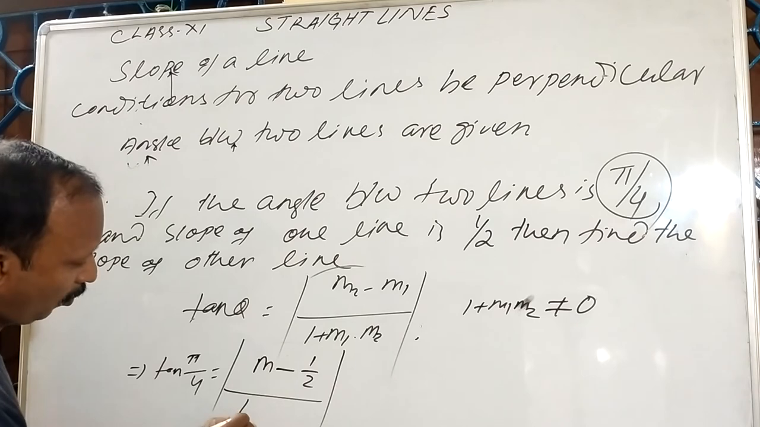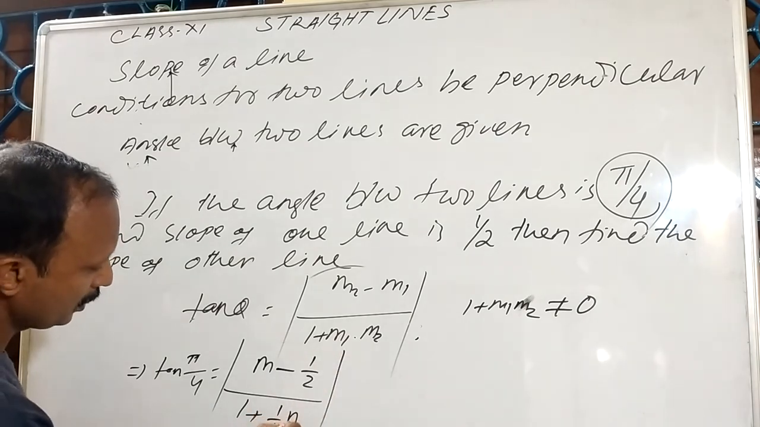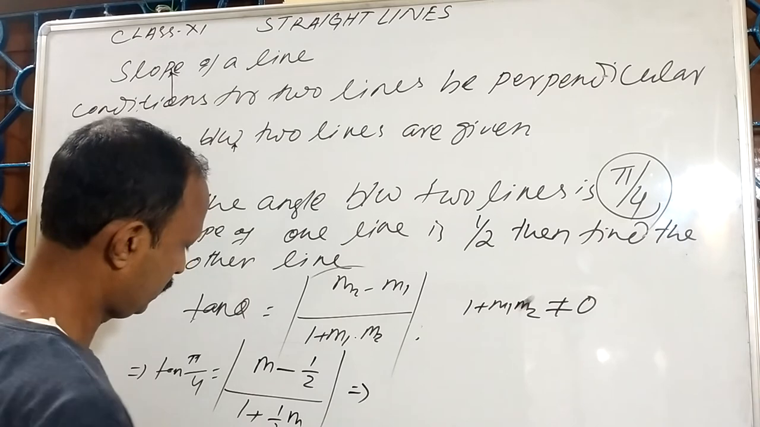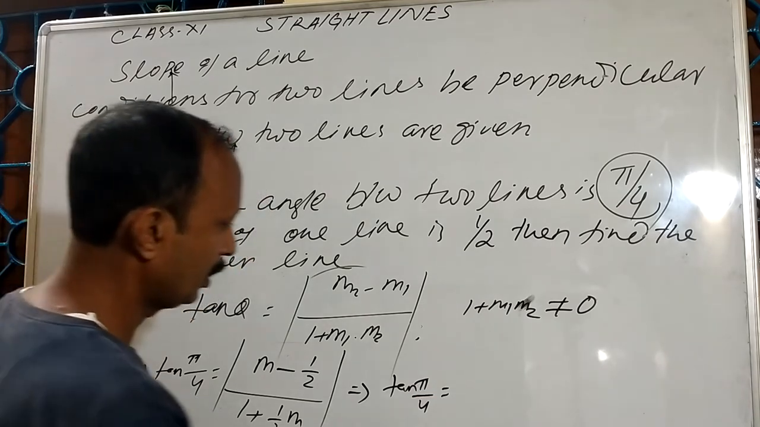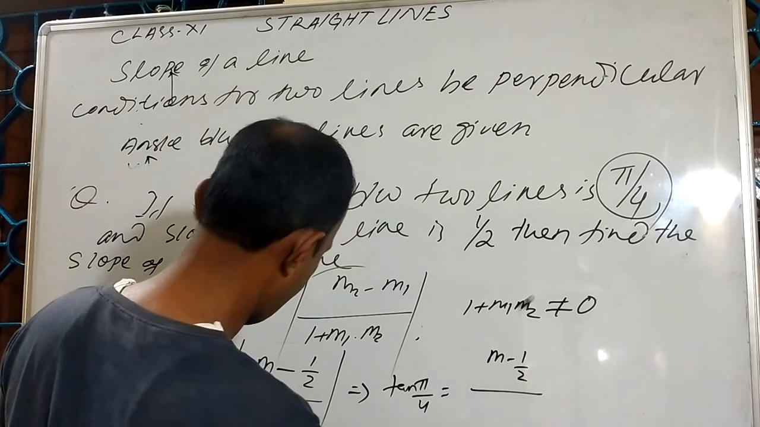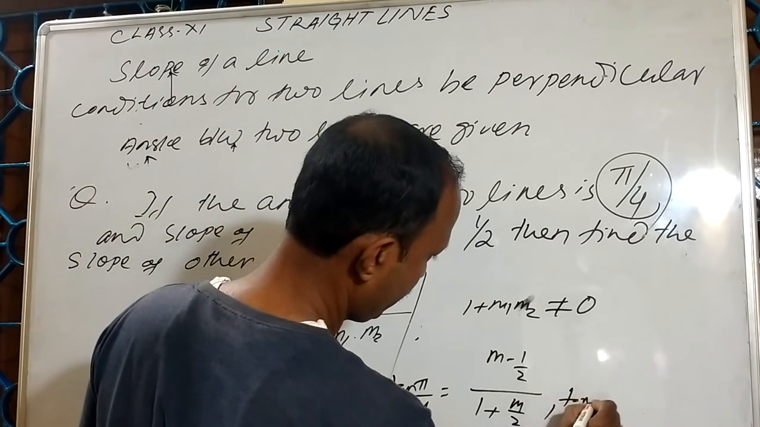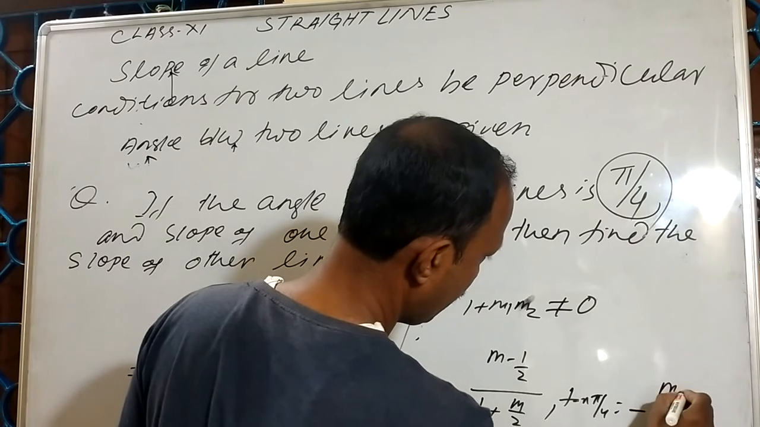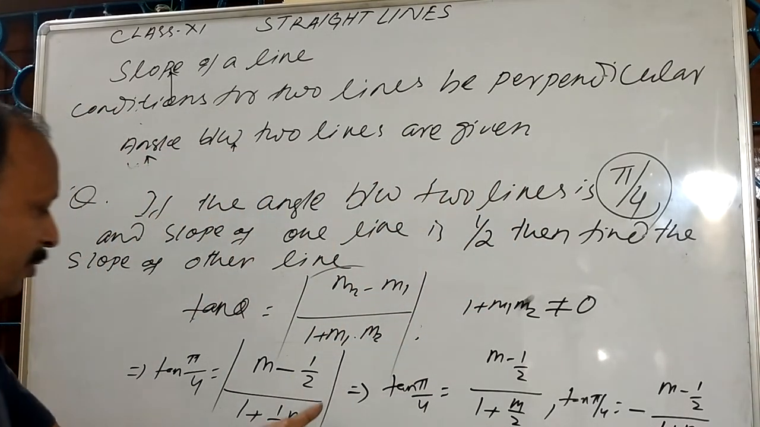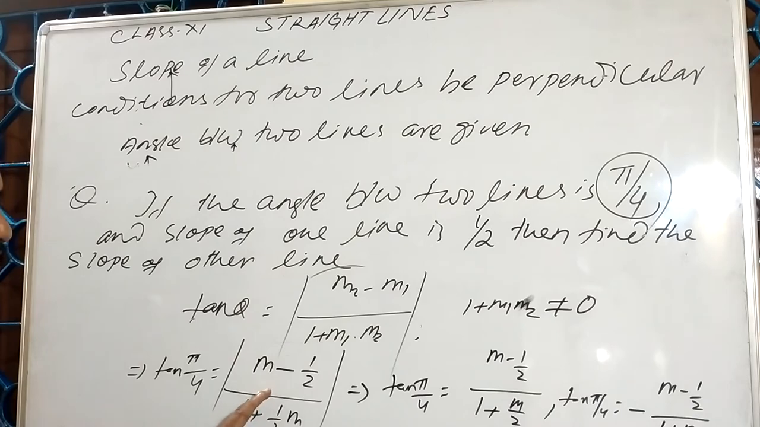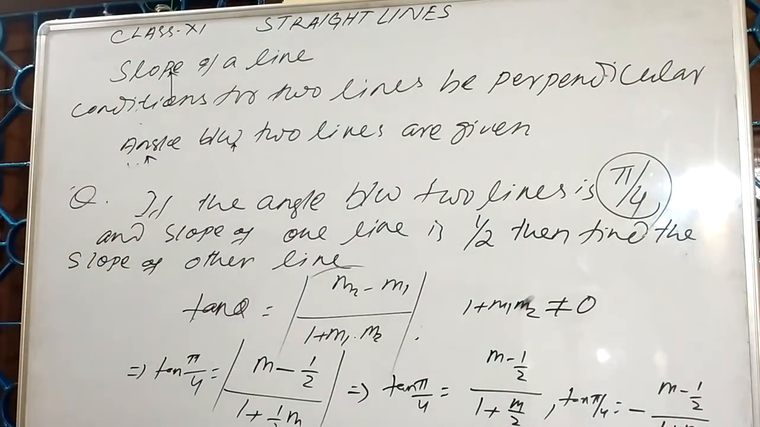So ultimately, I am writing the other one as m. I can write that 1 plus m in place of m1, 1 by 2 in place of m2, this is m. So I can write that tan pi by 4 is equal to m minus 1 by 2 divided by 1 plus m by 2. Or I can write tan pi by 4 is equal to minus m minus 1 by 2 divided by 1 plus m by 2. The thing is that I have used modulus here, so this magnitude may be plus, may be minus. It does not matter.